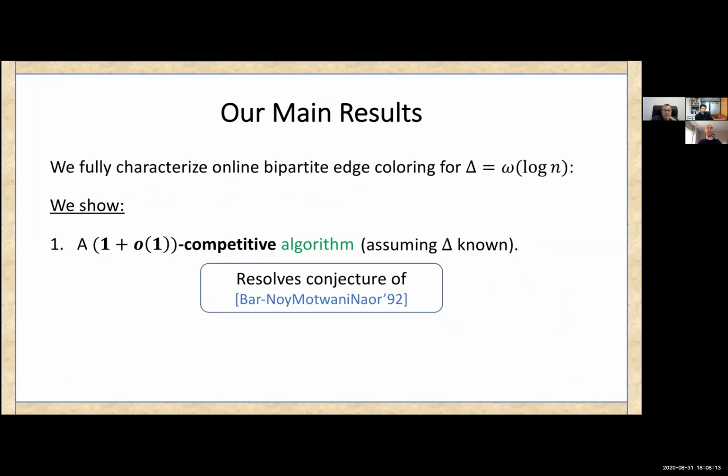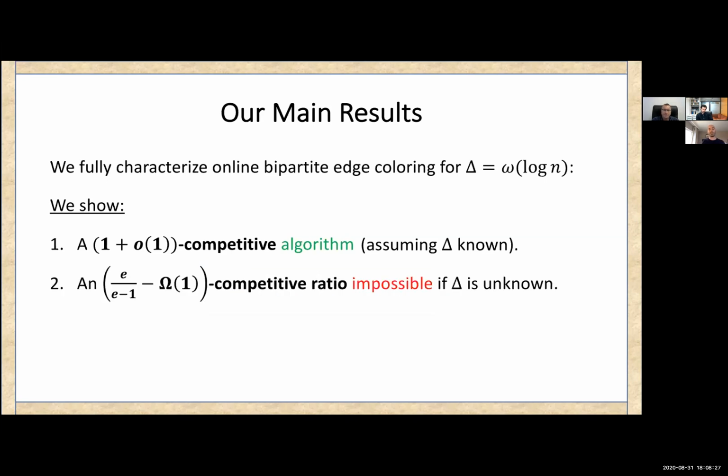Now you might be wondering if assuming that the optimum value, this maximum degree, is known ahead of time is reasonable, or even if it's necessary. And as it turns out, it is necessary. And we show that if you do not know the maximum degree, no algorithm is better than e over e minus 1, or roughly 1.58 competitive.